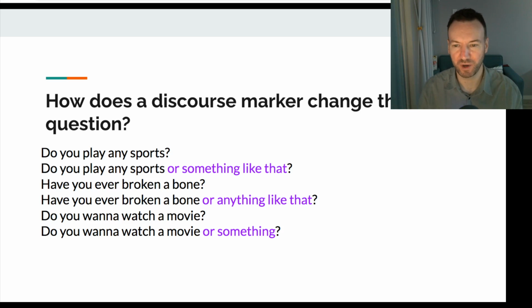Or have you ever broken a bone? No. Have you ever broken a bone or anything like that? Well, I didn't break it, but I sprained my wrist. So I had to have a bandage on my wrist for a week. So it's a tool that we use to allow a conversation to continue, because it's not limiting us to only the options that you're given. So do you want to watch a movie or something? You're basically just saying, do you want to do something fun? But the question, do you want to watch a movie, limits you only to movies.